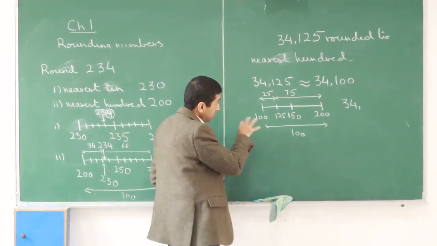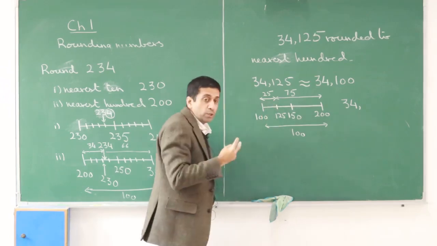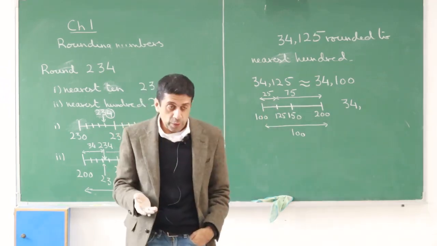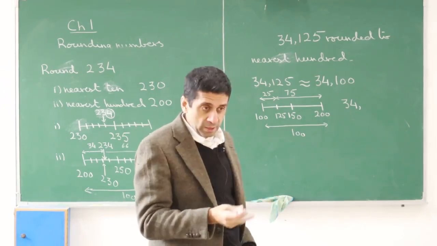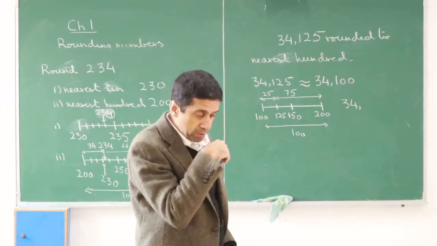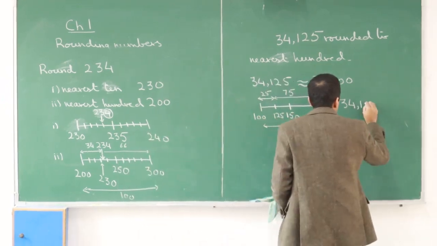So that means either you can lose 25 or I can lose 75, and then we prefer that you lose 25, so then it comes out to be 34,100. And let's do one more.